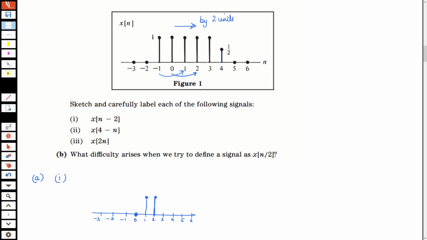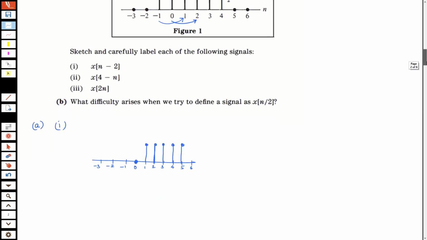Okay. What else? What would be the extreme? 3 would have gone to 5. Okay. So here everything remains the same. 4, the value at 4 was 1 by 2. That would have gone to 6. So these are all 1 and this is 1 by 2. And beyond 6, the value would be 0. Right? Because from 5 onwards, the value of the signal is 0. So it's important to draw the axis, and this is what x of n minus 2 should look like. Okay, this is first part.